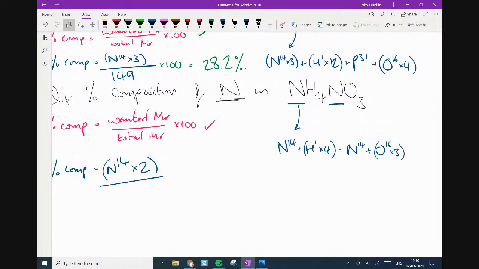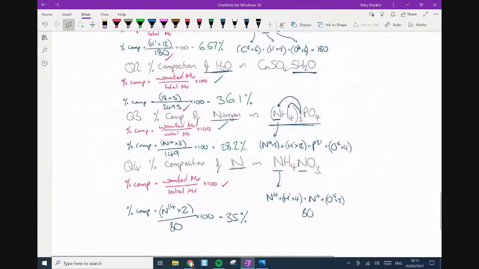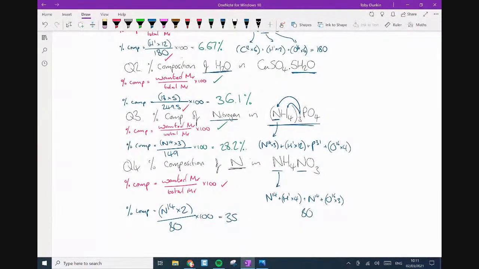14 plus 4 plus 14 plus 16 times 3 gives me 80. So it's over 80 times 100. 14 times 2 is 28. Over 80 times 100 equals 35. There we go. And that's the end of it. We're done. 35.0 technically to 3 sig fig. Nice to do that.